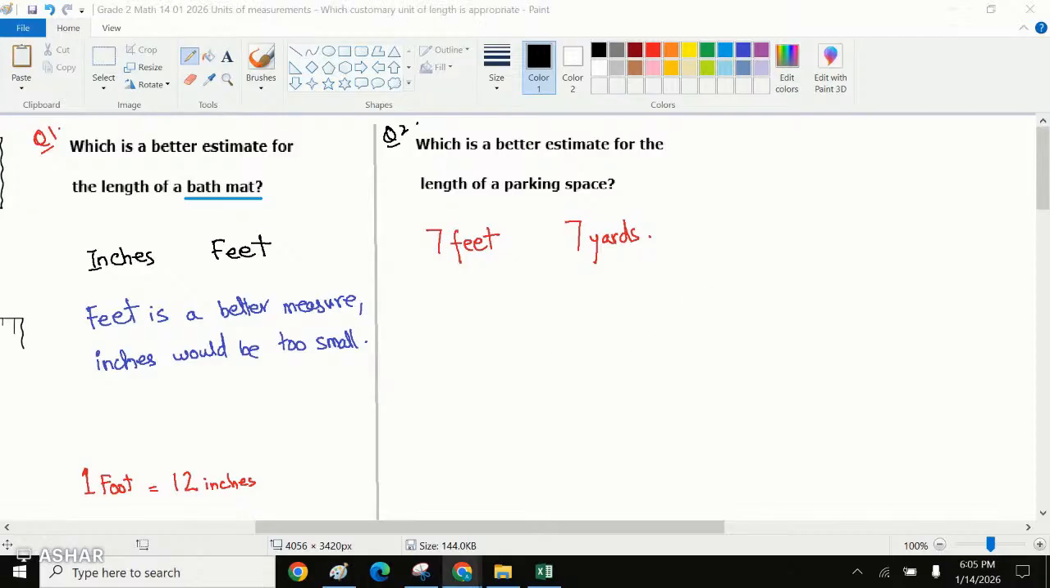A yard is almost 100 centimeters. A yard is like if you spread your arms from the tip of one arm to the tip of the other arm, that is 1 yard. Or from one tip of your arm to the other shoulder, that is 1 yard, approximately 100 centimeters on an average human being, right? So 7 inches, 7 feet, or 7 yards.